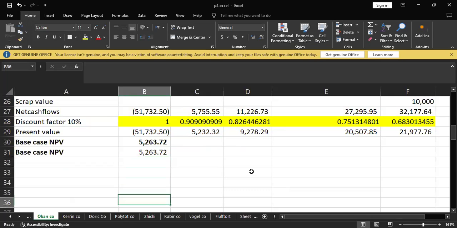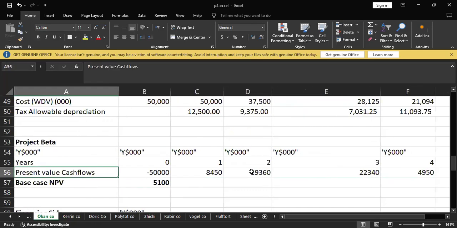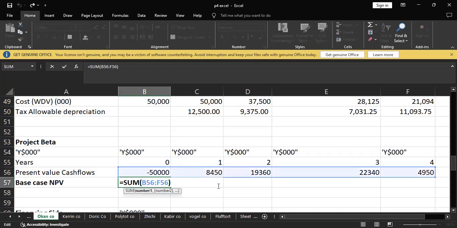Now, the other part of the question in which the examiner was asking for the project beta APV. You were very lucky that the examiner has already computed these present values of the cash flows. This was computed by the examiner. So you just have to apply the sum of this. This was the base case NPV because the present values were already computed by the examiner. That's it.